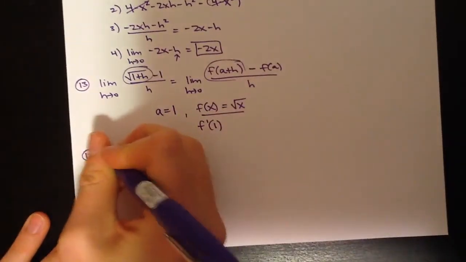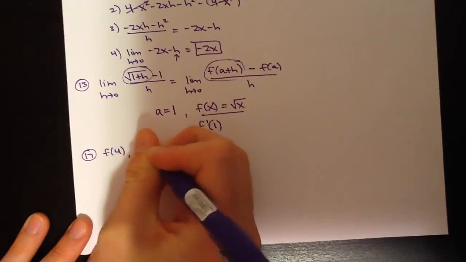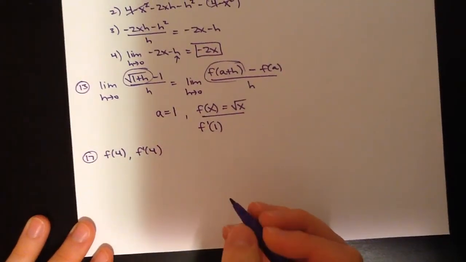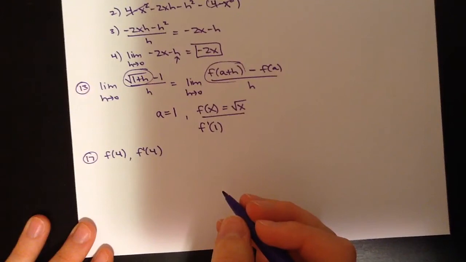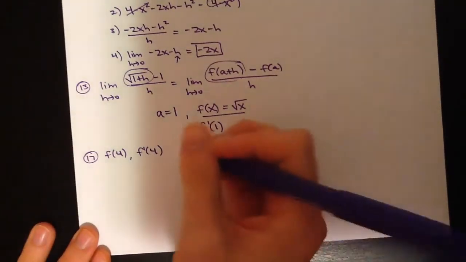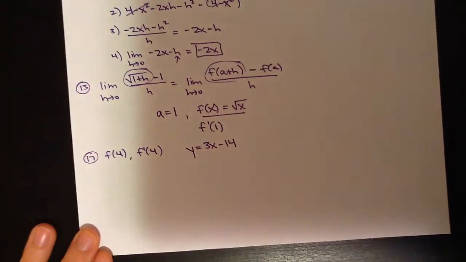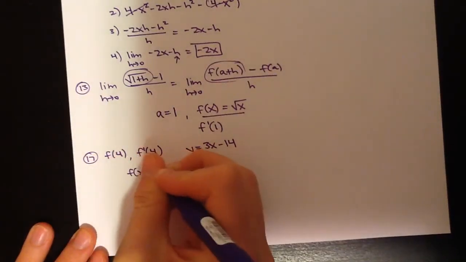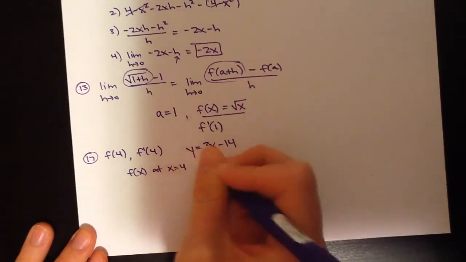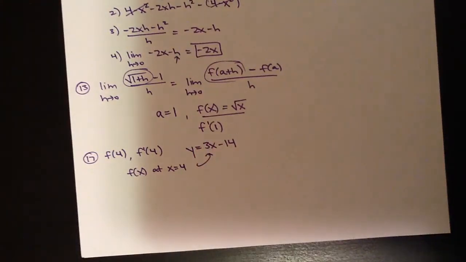All right, find f of 4 and f prime of 4, if the tangent line has the equation y equals 3x minus 14. Okay, so the graph of f of x at x equals 4 has this as a tangent line. So here's what we're trying to figure out. We know what the tangent line is. We want to know what the derivative is, and we want to know what the original function is where they meet the point. So let's get just a quick sketch.